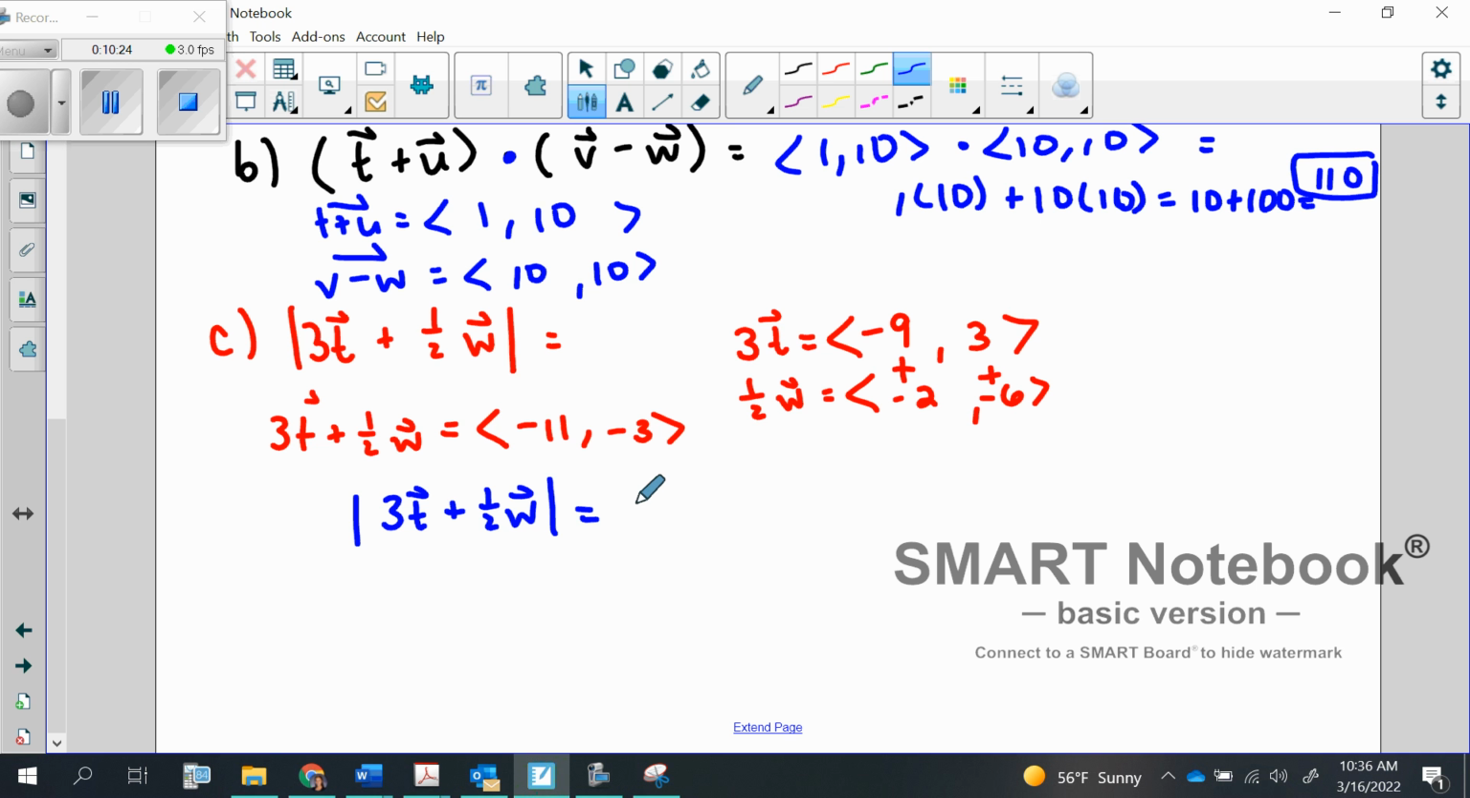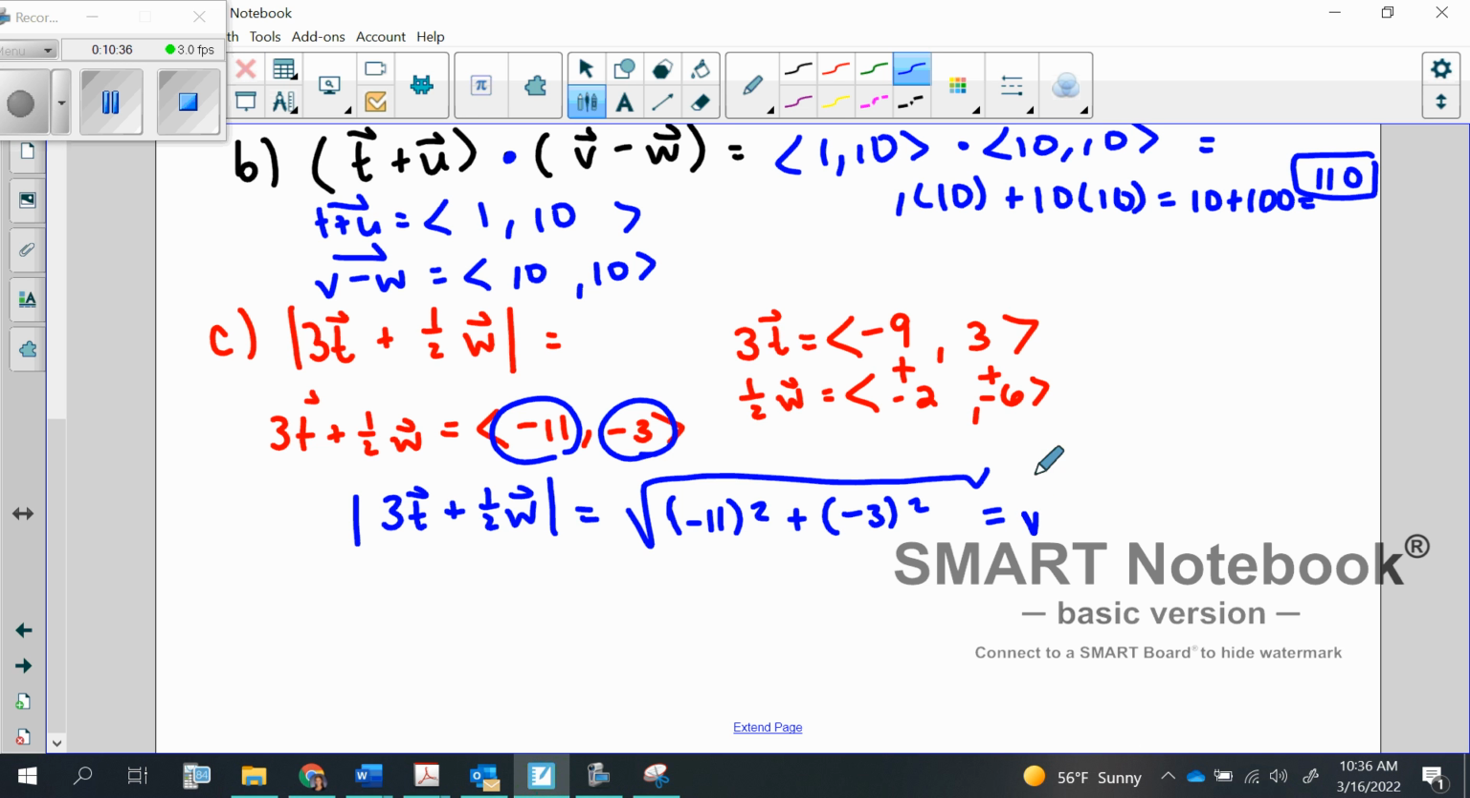So I'm going to take the square root of the x component squared plus the y component squared, use parentheses, equals the square root of 121 plus 9. So we just get the square root of, where is it? And it cut off on here, 130.